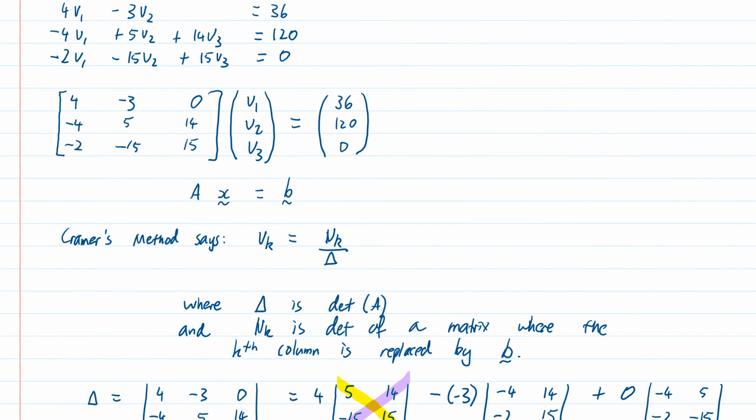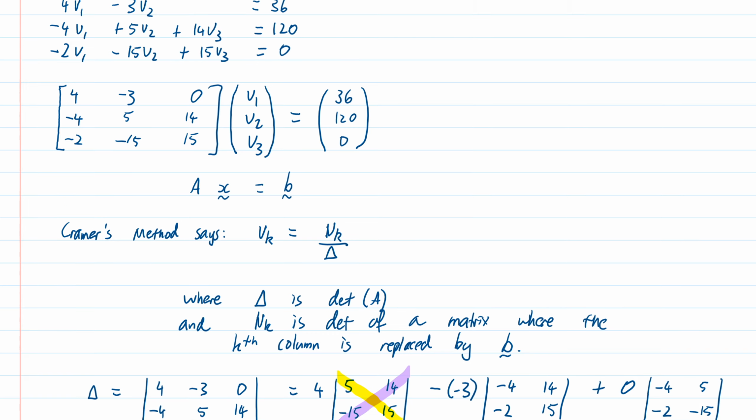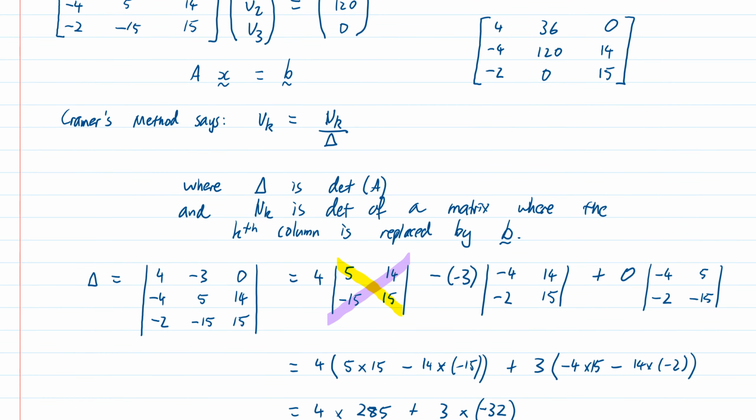Now suppose that I wanted to solve for just V2 in particular here. So if I want to solve for just V2, then I need to form a new matrix which has the second column replaced with my B vector. So I'll draw it over to the side here so that you can see what I'm doing. I'm going to keep the first column, and I'm going to keep the last column from my A matrix, but my second column I'm going to replace with my B vector. So this here now is the matrix that I need to calculate the determinant of.